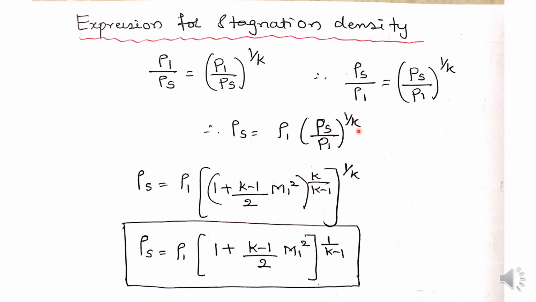Already previously we have written this: ps divided by p1 is equal to (1 plus (k minus 1) divided by 2 into M1 square) to the power k divided by k minus 1, all to the power 1 divided by k, as it is. So here again this k gets cancelled. Rho s, that is stagnation density, will be equal to rho 1 in the bracket 1 plus (k minus 1) divided by 2 M1 square, to the power 1 divided by k minus 1. This is my final expression for the stagnation density.